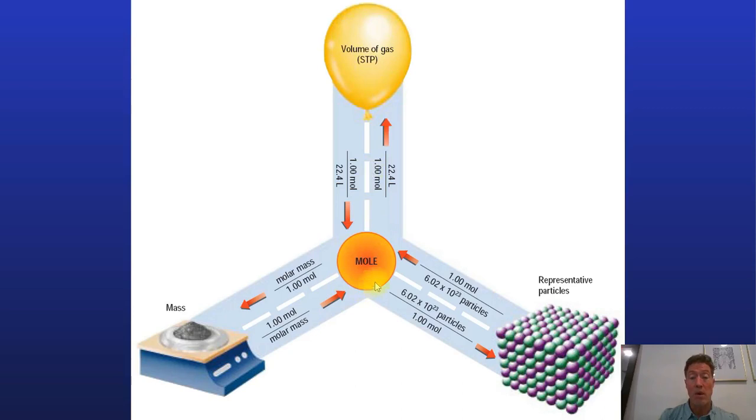If I had a mole of carbon dioxide gas, what would it weigh? Well, we would just multiply that times its molar mass, and we would get, what is it? It's 12 and 32, 44, so it would be 44 grams. So I can go from particles to mole to volume, back to mole to mass.